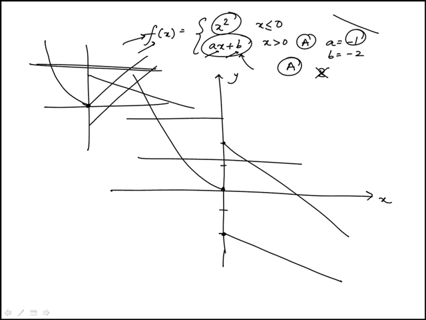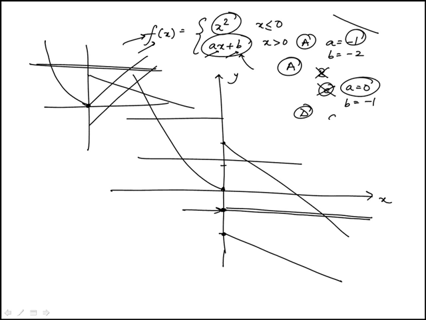So B is out. For C, a is 0, b is -1. So this is a horizontal line, and b is -1. So again, this will not satisfy the horizontal line test, because if I draw a horizontal line here, there will be multiple intersections. So C is out. For D, a is 1, b is -2.